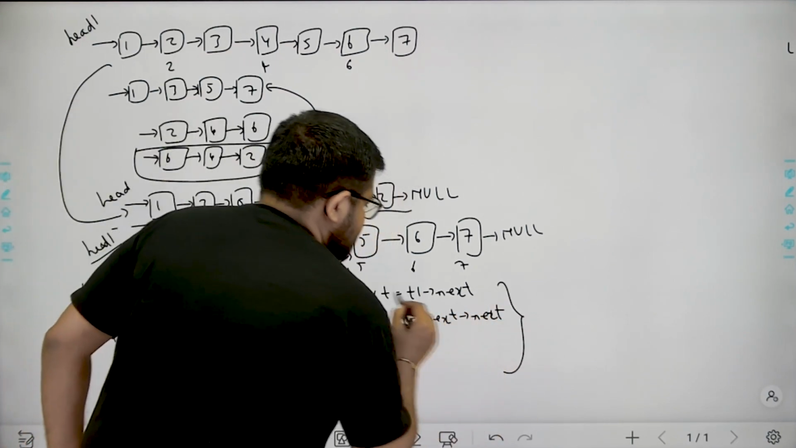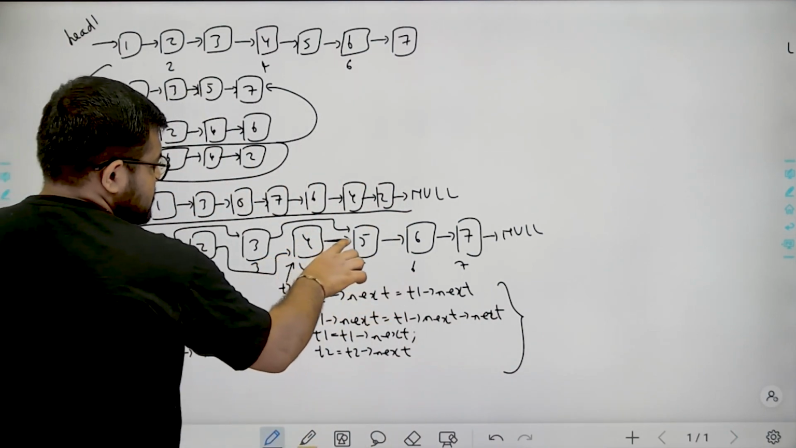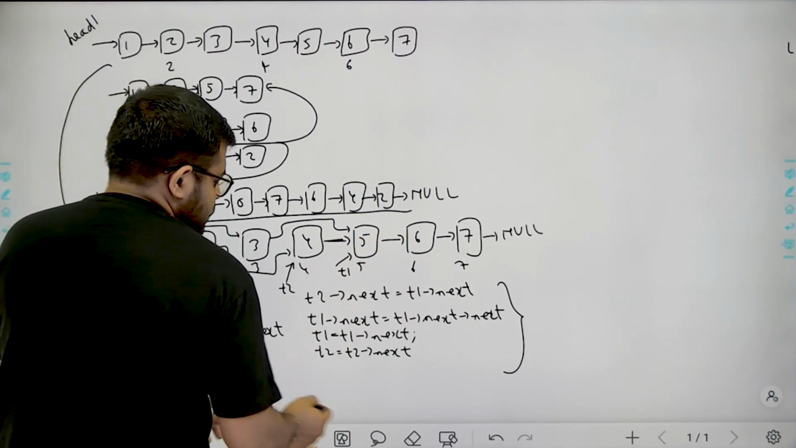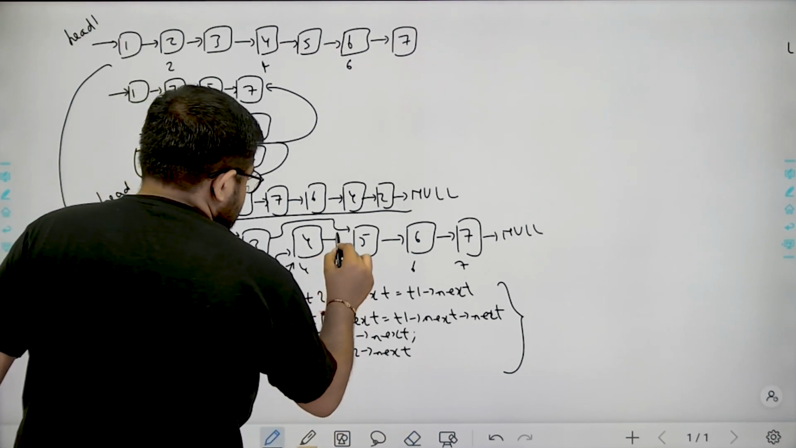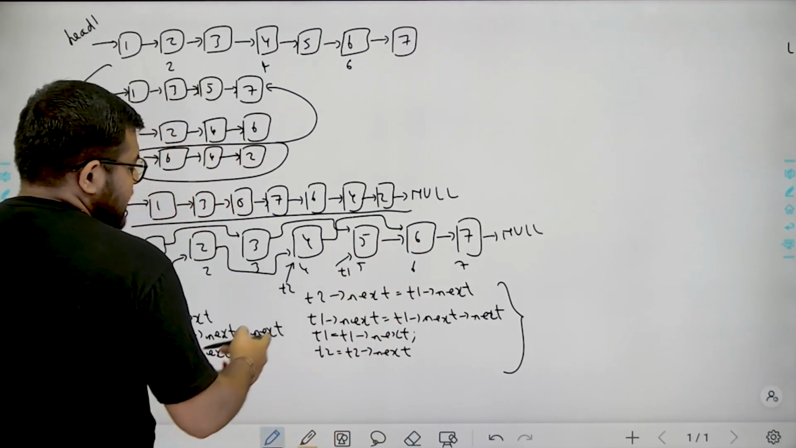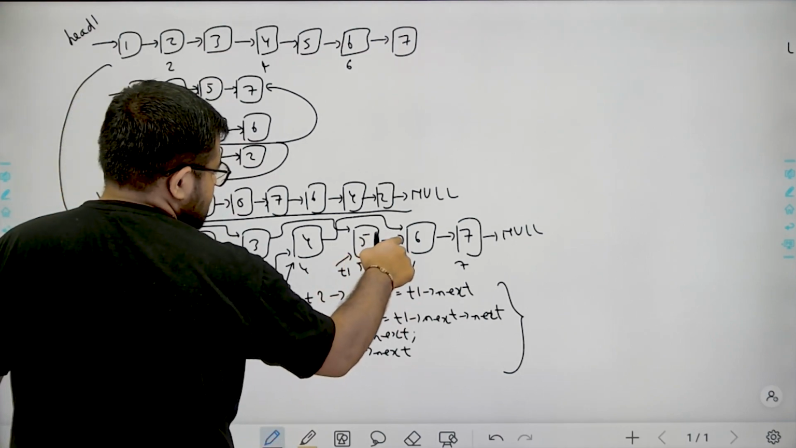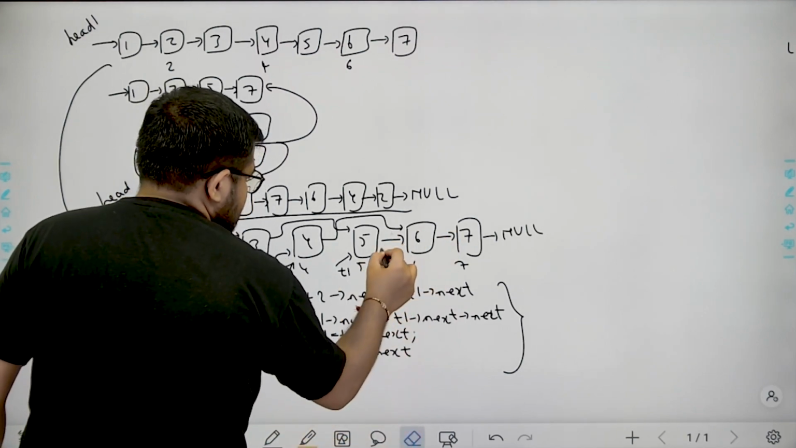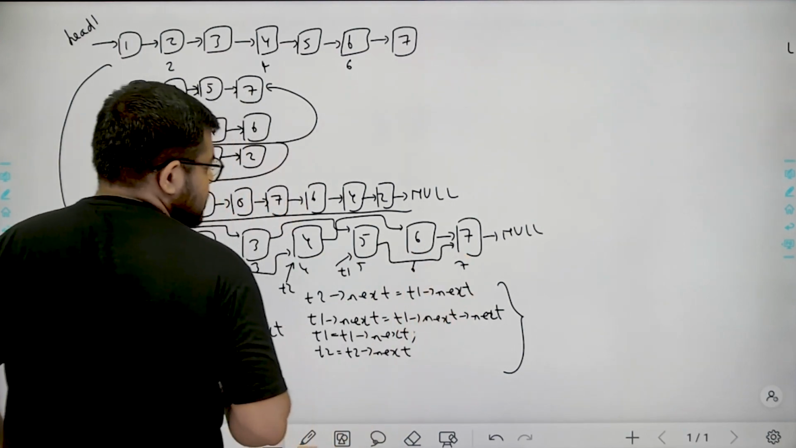Now repeat this process. So t2 next is equals to t1 next. This is t2, this is t2 next, this is t1, this is t1 next. So this should be equal to this. So basically this will come out and this should be equal to this, right? Now t1 next is equals to t1 next. So this is t1, this is t1 next, this should be equal to this. Okay, it should point here.